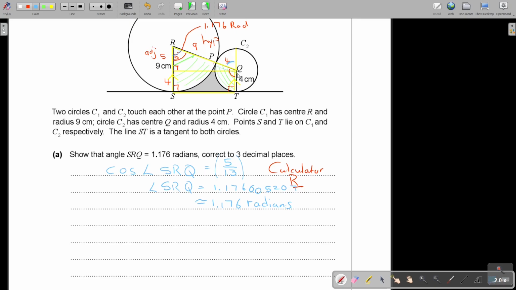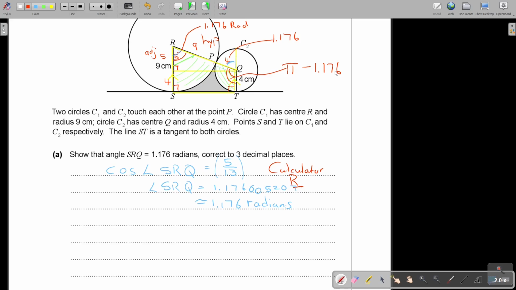Okay, there. So if I know that this is 1.176, then I know that this one here will also be 1.176. But that's not the one I'm looking for. I'm looking for this one. But I know that a straight line is pi. So I can find this one by just saying pi, a straight line, minus that 1.176. That is an easy way to do it.